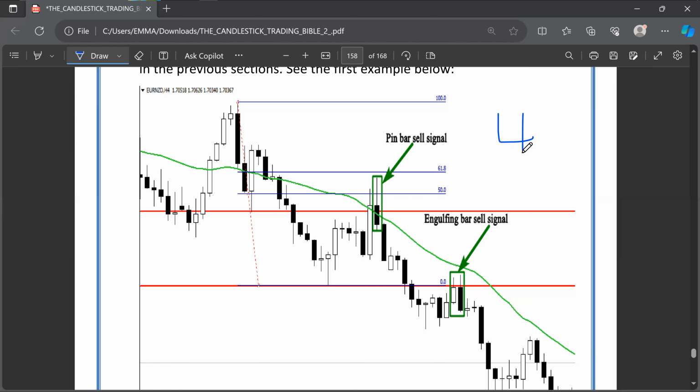When you look at this structure generally, this pair is Euro New Zealand, the euro against the New Zealand dollar. That is the pair that we are looking at, and the time frame is 4 hours. That's 4H, that is what is here.